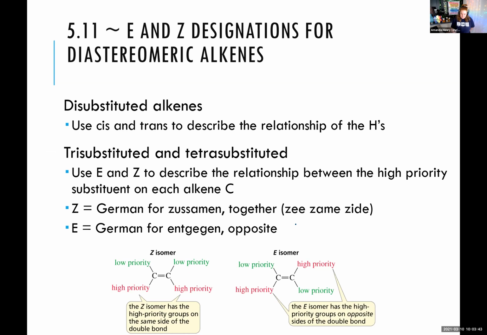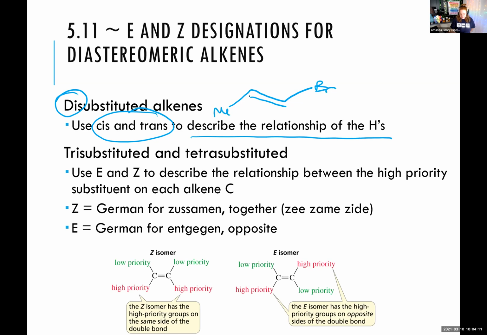We have talked about cis and trans. Cis and trans, in describing an alkene, describing a double bond, is used to describe the relationship of the hydrogens. So we use this for di-substituted alkenes, meaning an alkene that only has two things attached to it. When we're talking about substituents, we aren't referring to the hydrogens. We're referring to the other things that are attached to it. So if we had a bromine and a methyl attached here, those are my two substituents.